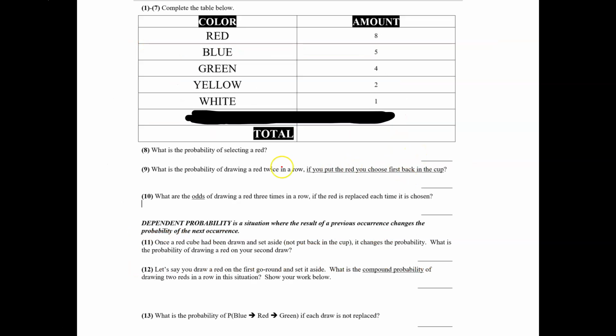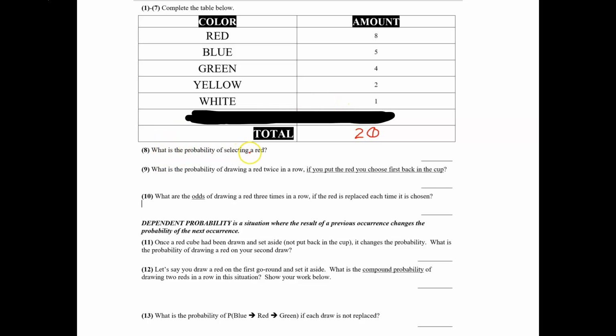Okay, so we have a cup of colored cubes: red, blue, green, yellow, and white. There are 8 red, 5 blue, 4 green, 2 yellow, 1 white. 8 plus 5 is 13, plus 4 is 17, plus 2 is 19, plus 1 is 20. So there's a total of 20 colored cubes in this particular cup.